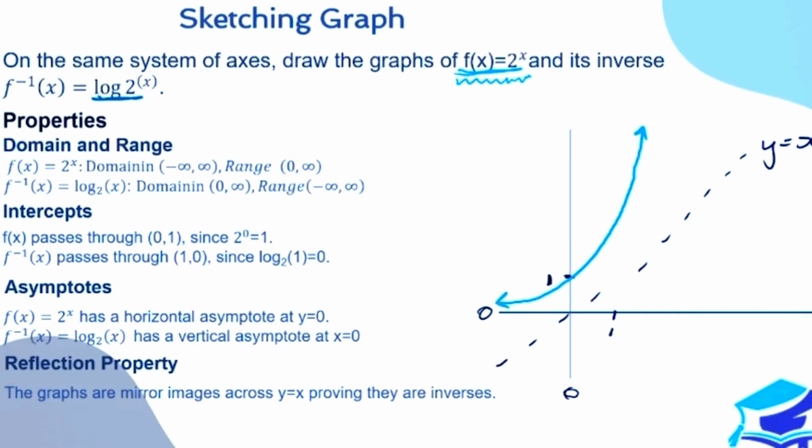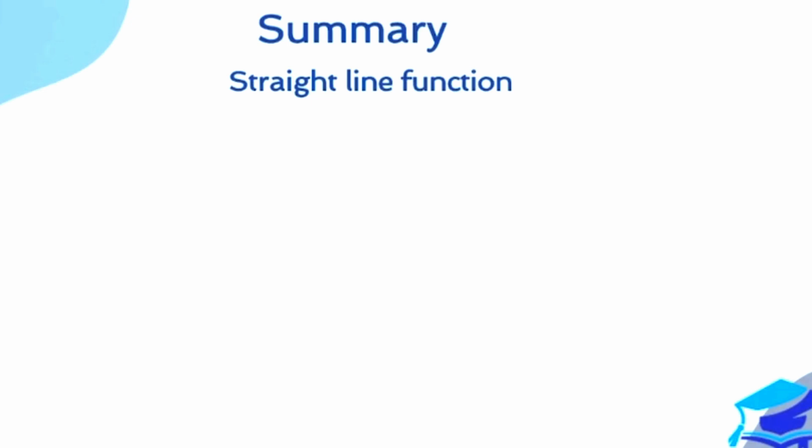From all this information, we simply draw our important values and then draw our graphs, making sure they are mirror images of each other. Here are summaries of all the functions we've done so far.